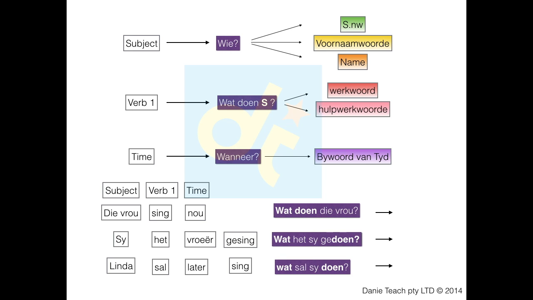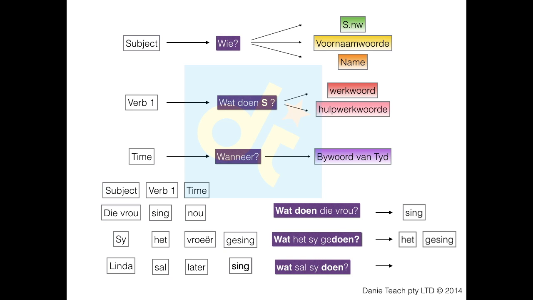Right, let's have a look at the next example. We're still busy with the subject, the verb, and the time, and our first sentence read, die vrou sing nou. Now we can ask, wat doen die vrou? And then your simple answer would be to go look for where the verb is. And once you find it, that would be your answer. Die vrou sing. Sy het vroeër gesing. Wat het sy gedoen? Can be the possible question for the verb, so that the verb can be the answer. And then this time you can answer in the past. Het gesing. Wat het sy gedoen? Sy het gesing.